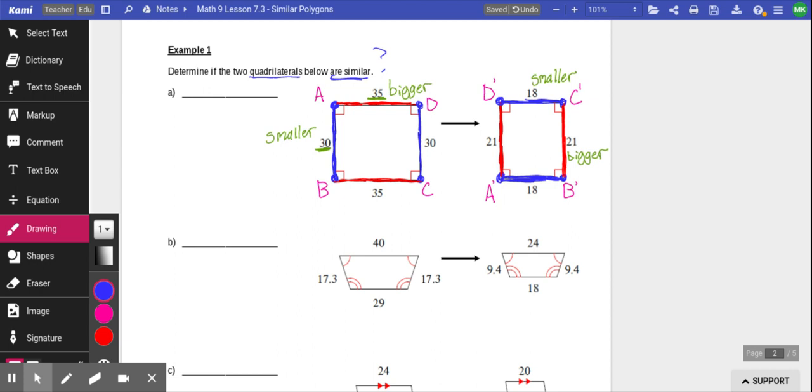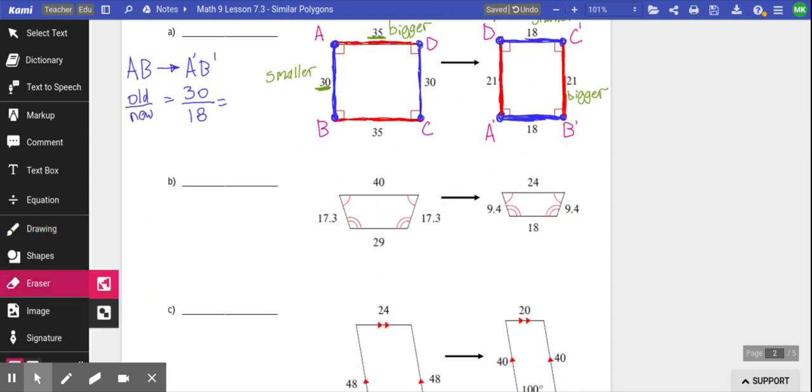I'm going to compare AB and compare it to what happened to the new AB, so A prime to B prime. The way I do that is by doing the old and dividing by the new. When I do the old AB, it's 30. When I do the new AB, it's 18. If I put that in my calculator, oh, sorry. I said old over new. It's new over old. I'm so sorry.